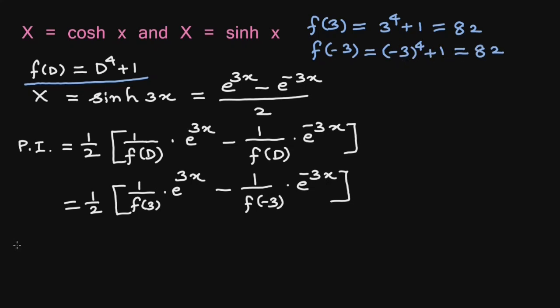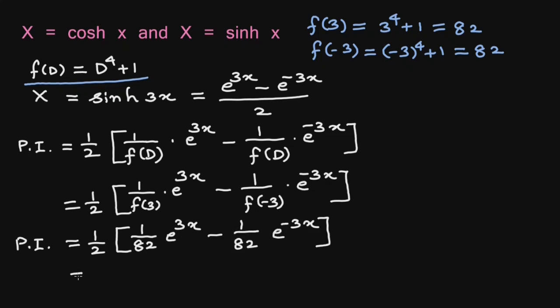So the particular integral will be half 1 upon 82 e raised to 3x minus 1 upon 82 e raised to minus 3x. That will be 1 upon 2 into 82, 164, into (e raised to 3x minus e raised to minus 3x). So this is the required particular integral.